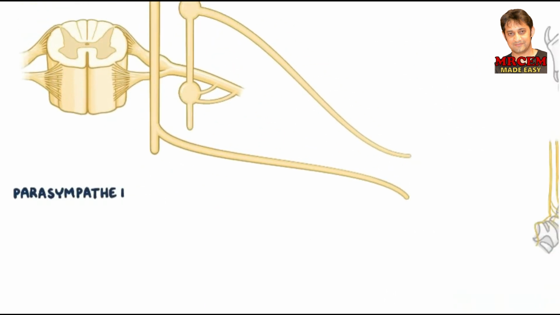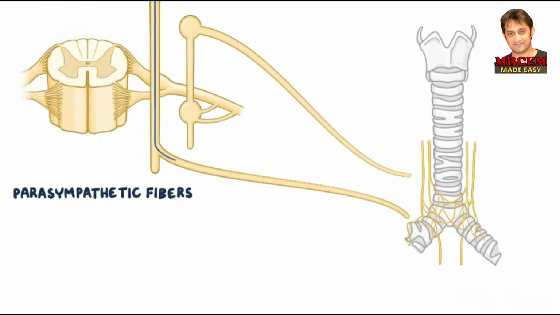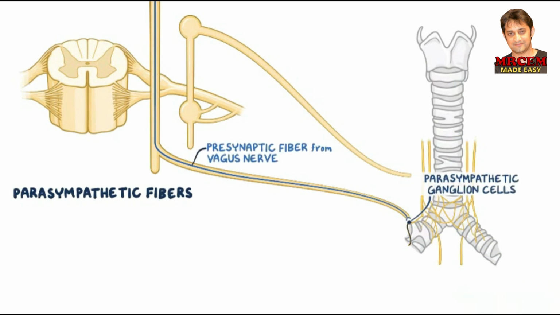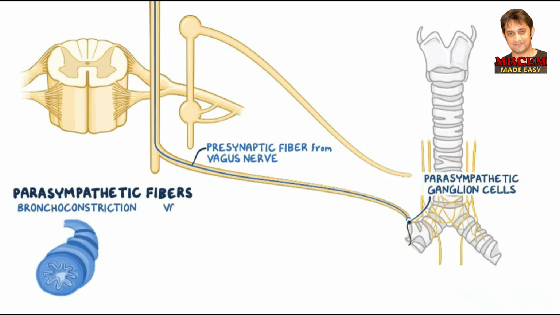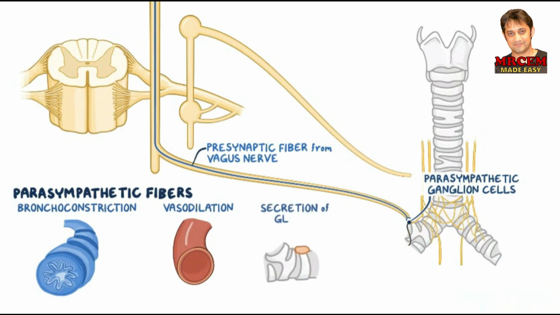The parasympathetic fibers conveyed to the pulmonary plexus are presynaptic fibers from the vagus nerve. They synapse with the parasympathetic ganglion cells in the pulmonary plexuses and along the branches of the bronchial tree. The parasympathetic fibers are active during rest mode, so they cause bronchoconstriction of the smooth muscle in the bronchial tree, vasodilation of the pulmonary vessels through inhibition, and secretion of glands in the bronchial tree.